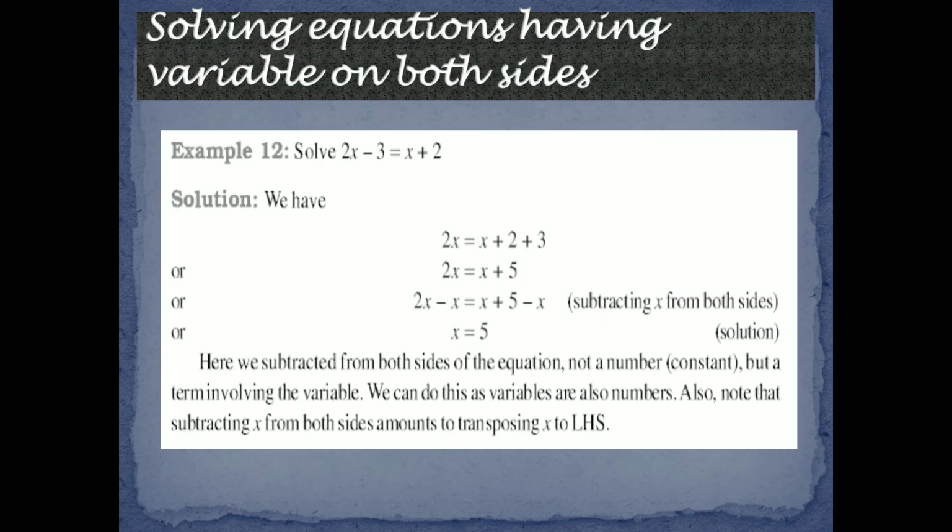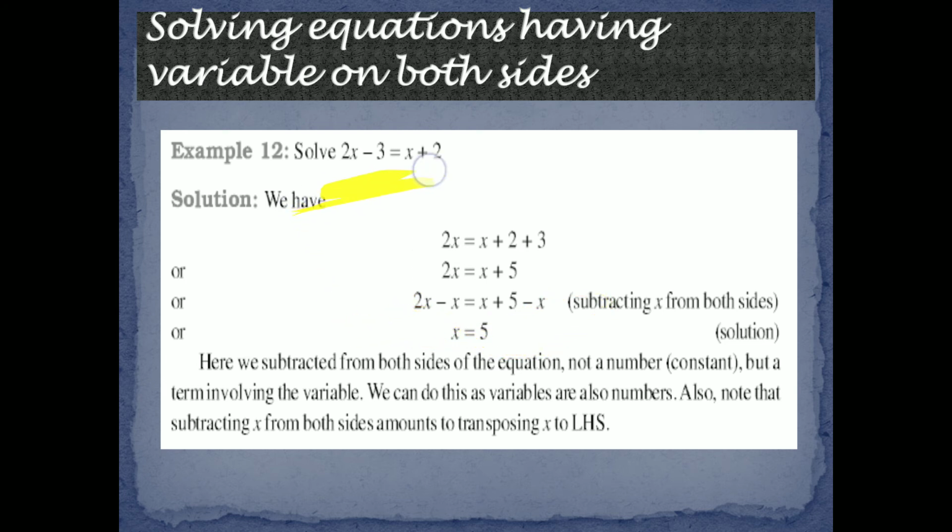Now comes solving equations having variable on both sides. In earlier equations, we saw that the variable was on the left hand side only, right? But in these types of questions, you will get the variable on both sides, the left hand side and the right hand side. How are we going to solve? Again, we can follow the methods like transposition or the systematic method. In this, we can try both.